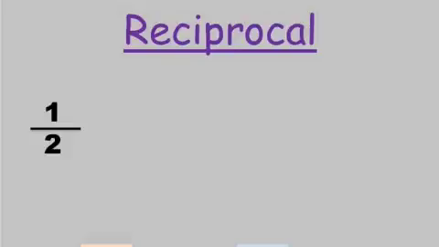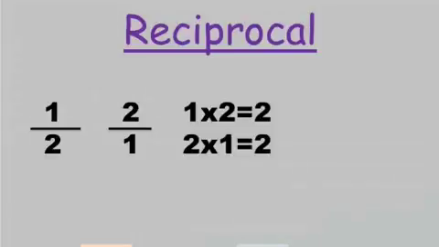So we have the fraction 1/2. The reciprocal of 1/2, it's kind of like just remembering the opposite or flipping it. So it would be 2 over 1. And the definition is that when you multiply these two fractions, you will get a product of 1. So let's look at it. So 1 times 2 is 2, and 2 times 1 is 2. So your new fraction is 2 over 2.